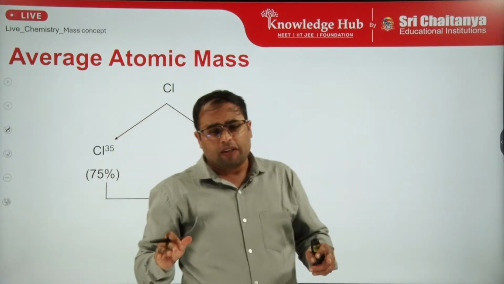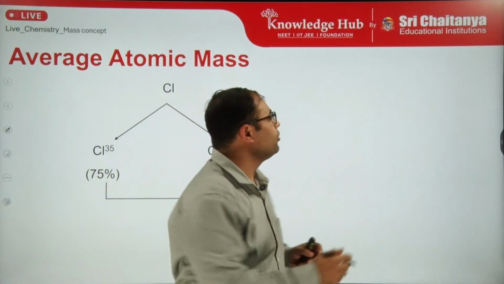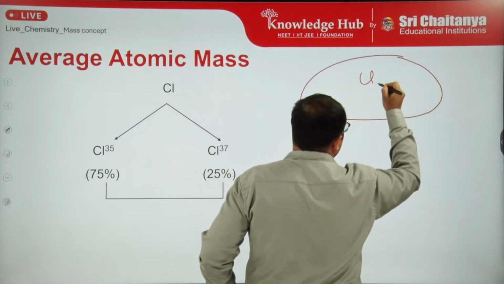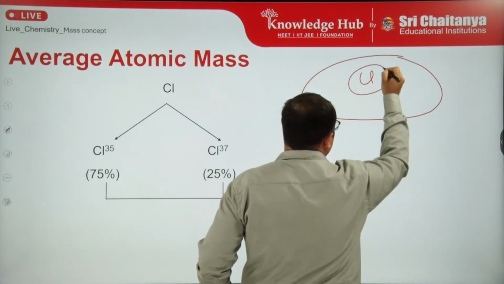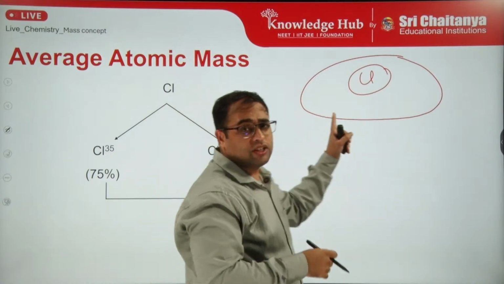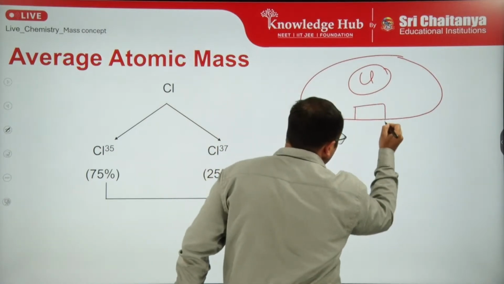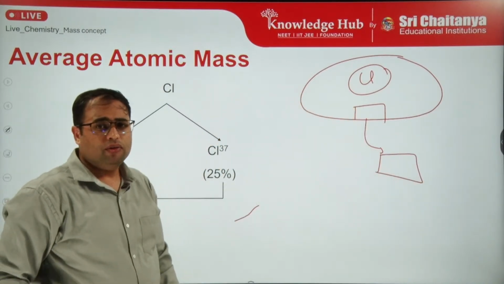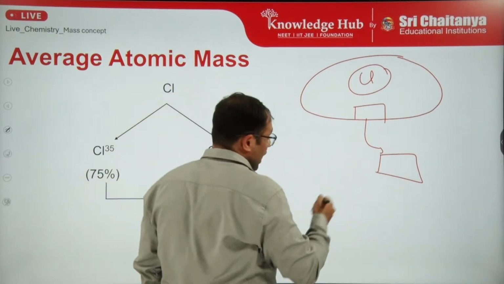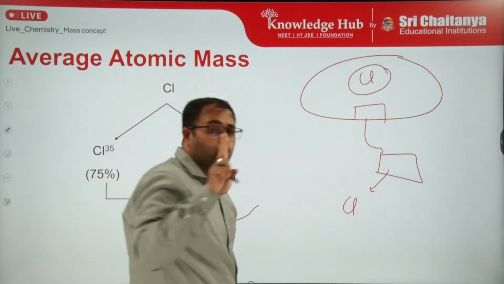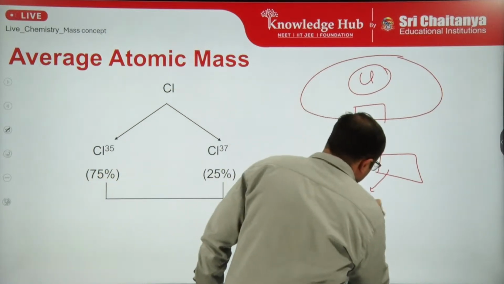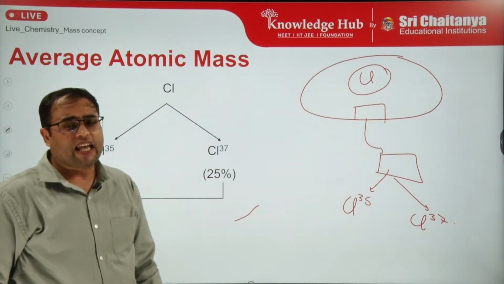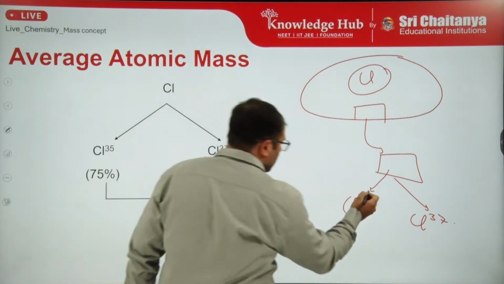Now suppose I have a huge sample of chlorine gas, Cl2 gas. Now from this huge sample of Cl, I take a small amount as a separate sample, and if you analyze this sample, you will find that it contains two types of chlorine atoms. One is chlorine 35 and the other is chlorine 37. 35 and 37, all of you know, is the mass.